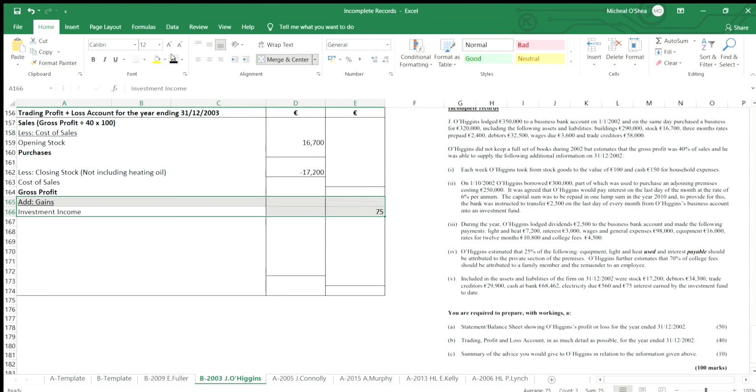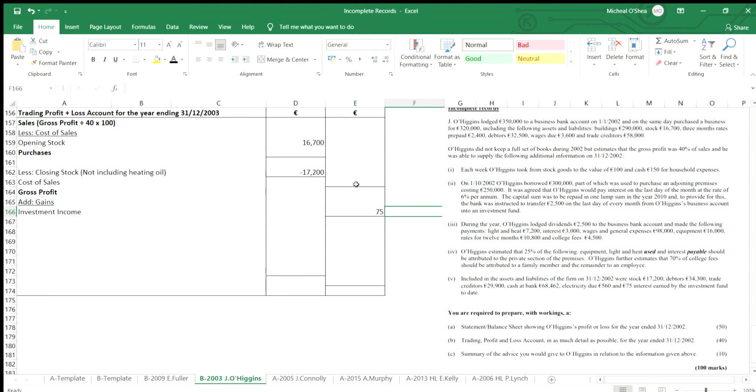So let's blacken that out here. I don't know what my gross profit is, but I know when I get my gross profit, if I add 75, I'll have additional gross profit after adding gains. Because I don't know what my gross profit is, I can't work out what this figure will be, but I know that I'll add gains to it. The next thing I do is take away my expenses.